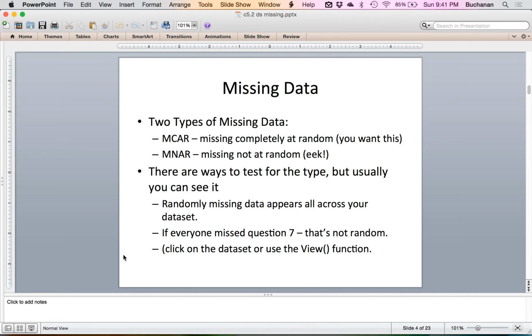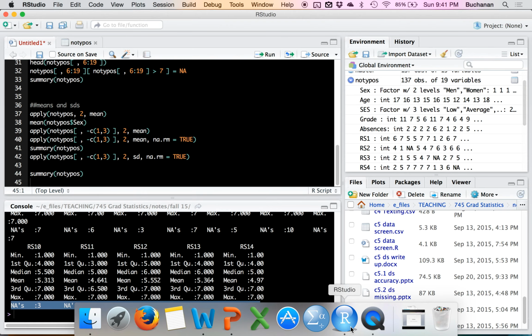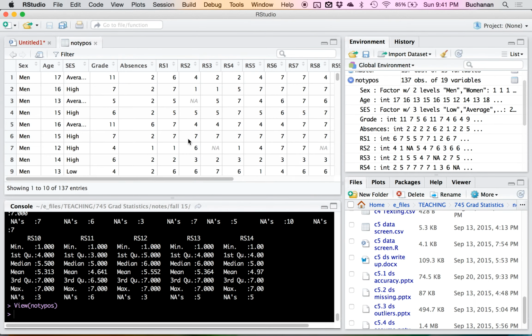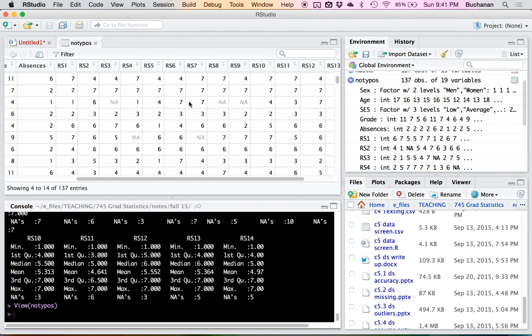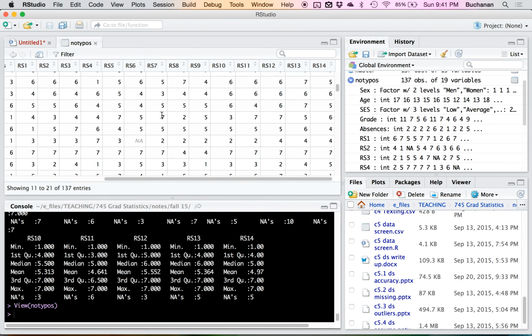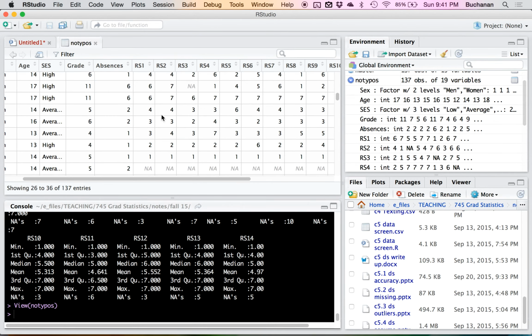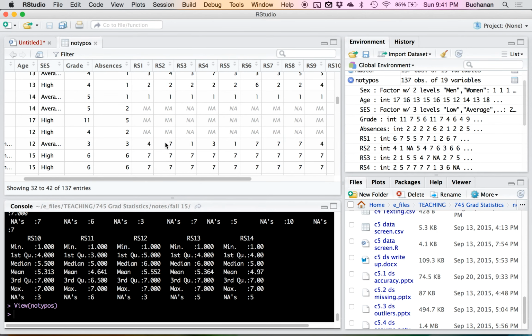MCAR data appears randomly across your data set. If everyone has skipped question 7, that is no longer random. You can click on the data set to view it. Here's my no typos, and I can see that the NAs appear fairly random. Or you can use some of the functions I'm going to show you in just a second.